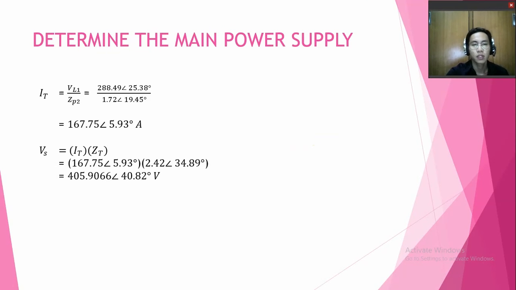Next, to determine the main power supply. From the previous calculation, we already have the current total value, which is 167.75 with an angle of 5.93 degree ampere. By using Ohm's law, V equal to IR, or in this case Vs equal to current total multiplied with the Z total, we will get the voltage supply value equal to 405.9066 with angle of 40.82 degree voltage as our main power supply.